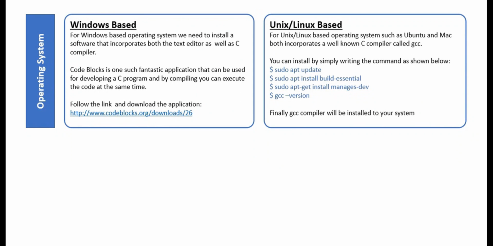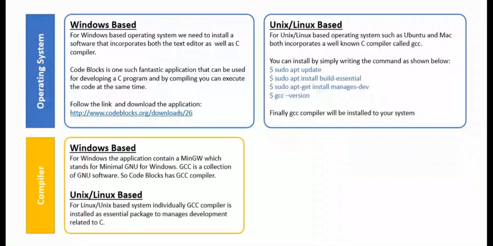So the important thing after the OS that is required for C programming is the compiler. As I already discussed, for Windows based we are using CodeBlocks and it contains MinGW, which stands for Minimalist GNU for Windows. Now GCC is a collection of GNU software. So CodeBlocks has the GCC compiler, and for Unix and Linux based systems, the GCC compiler is installed as the essential package to manage development related to C.